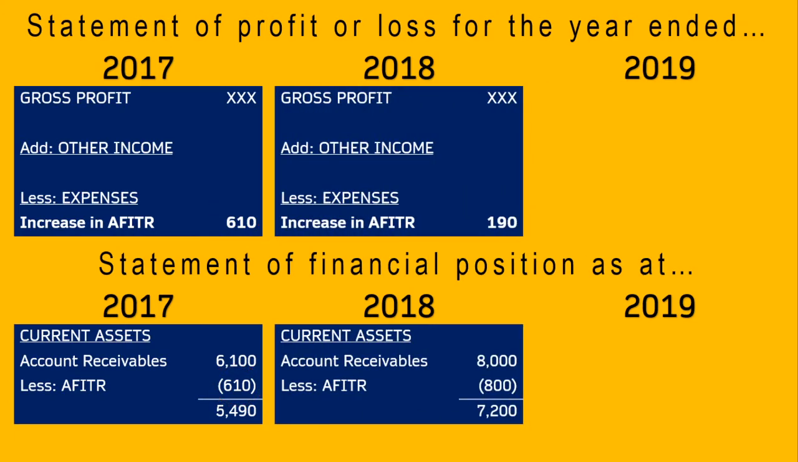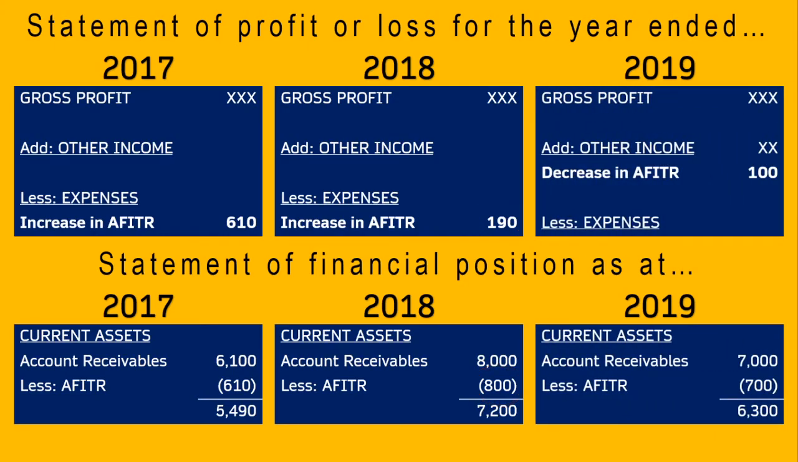In 2018, since we want to increase the allowance for impairment of trade receivables, we will need to expense off 190, and the allowance for impairment of trade receivables will now be 800. So to see the relationship, the 610 here, for you to increase it to 800, we need to add another 190. So any addition to the allowance will be treated as expenses.